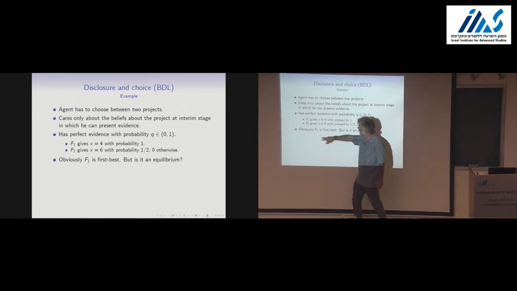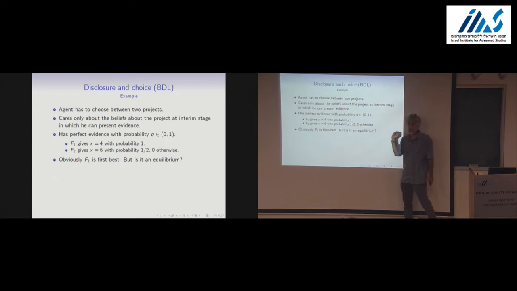The two projects are F1, which gives a payoff of 4 for sure, and F2, which gives a payoff of 6 with probability of half and 0 with probability of half. Obviously, this is the better project, and this is the riskier project. Okay? The worse and riskier project. So we would like the agent to choose F1.